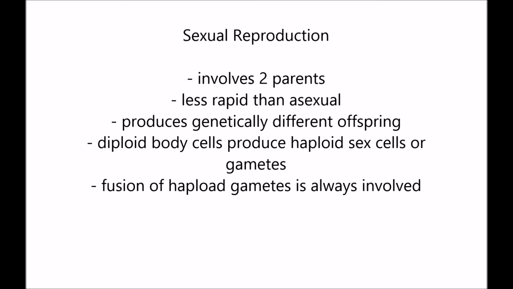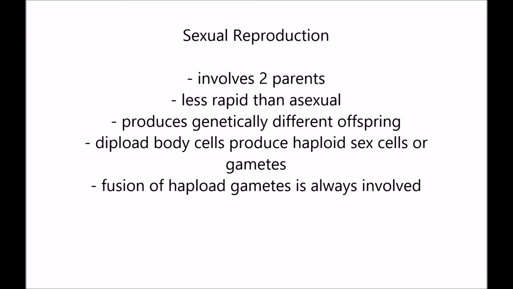Sexual reproduction. This involves two parents. It is less rapid than asexual and produces genetically different offspring. Diploid body cells produce haploid cells or gametes. Fusion of haploid gametes is always involved.